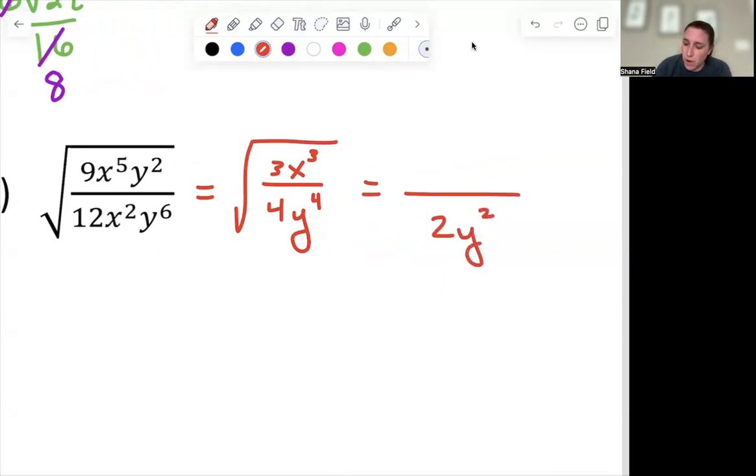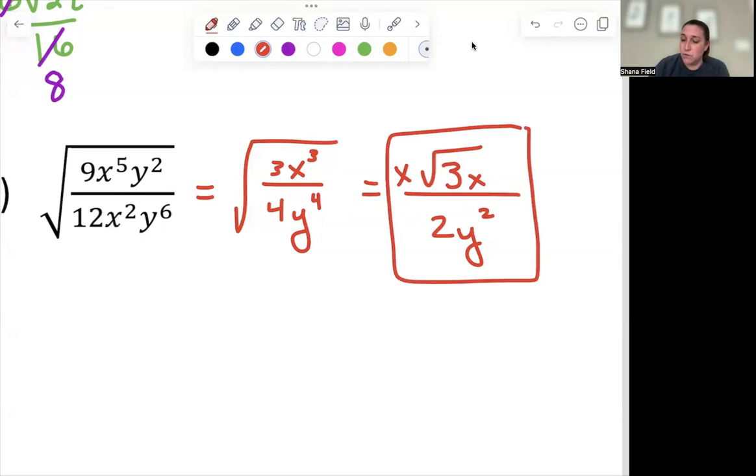On the top, though, I still have that square root of 3, and then x to the 3rd. I'm going to have 1 pair move to the outside and 1 left on the inside. And that right there is going to be my final answer. So sometimes when you reduce, it'll help you not have to rationalize that denominator because it just works itself out.